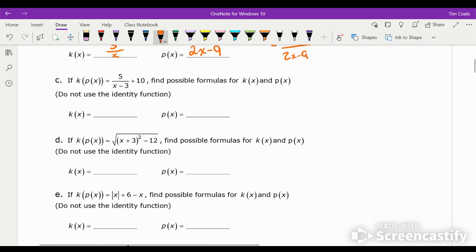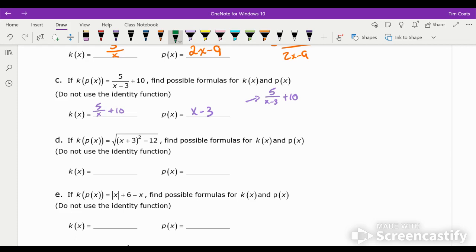Now, if we look at part C here, we want to look at this and say, okay, inside. Well, what if we made the inside x minus 3? That works. Then I could say 5 over x plus 10. Now you could check that: 5 over, replace x with our inside function, and there we go. This is a good one where there is another answer that could be easily reached. So you could pause the video for a second and see if you could come up with another p of x and another k of x that would work for this problem.